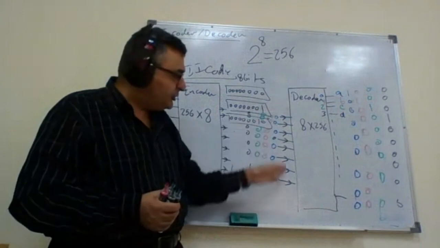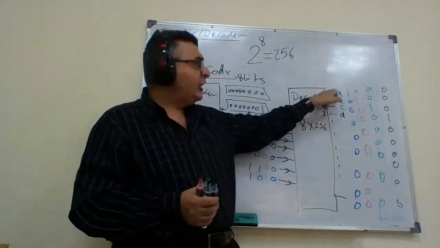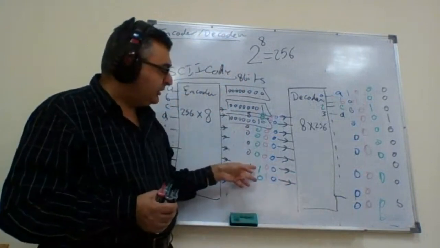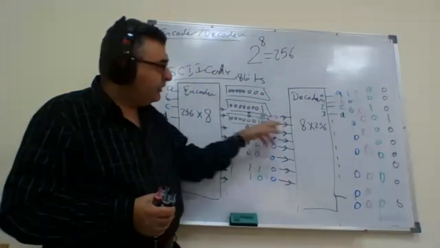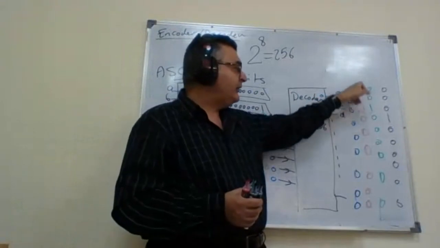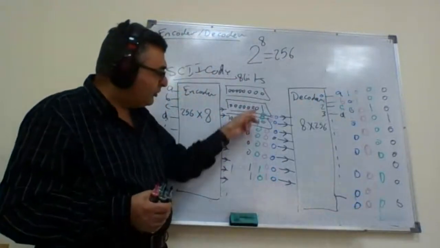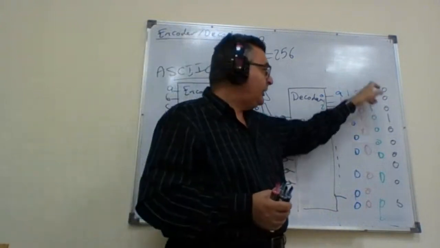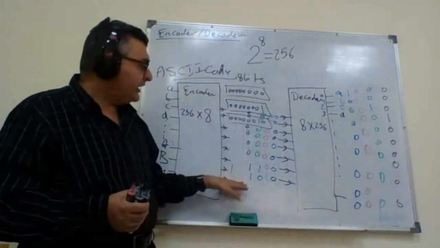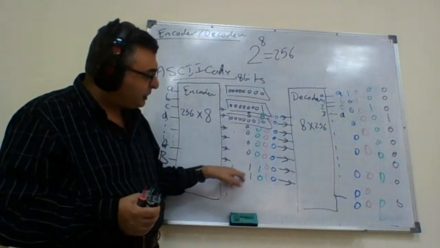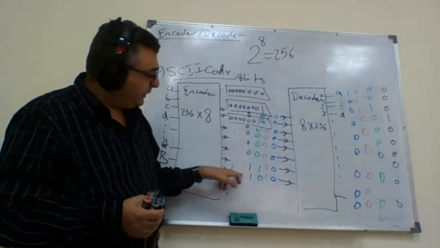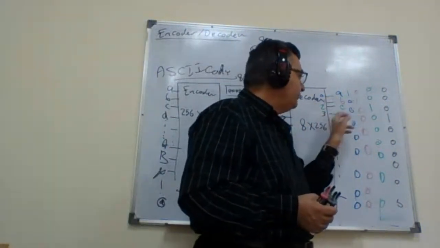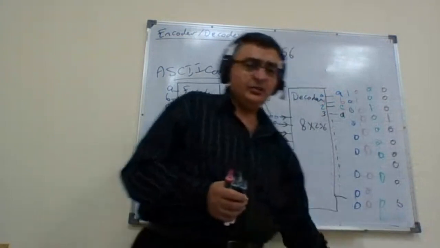So if I have all zeros at the input, the first output will be 1, the rest will be 0. If I have the second combination, 1 0 0 0, it means the second will be 1, the rest will be 0. If I have the third combination, 0 1 0 0, that means the third one will be 1 and the rest will be zeros. If I have the fourth combination, 1 1 0 0 0, means the fourth one here, 0 1 2 3, the fourth one will be 1 and the rest will be zeros.